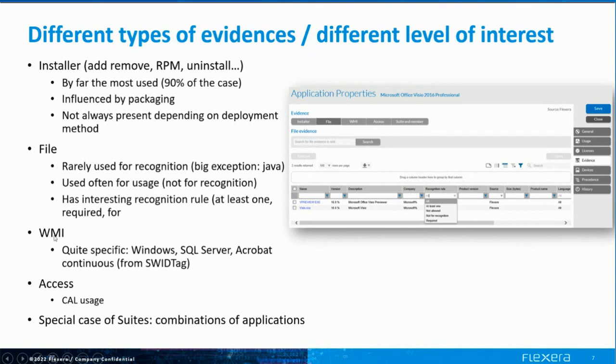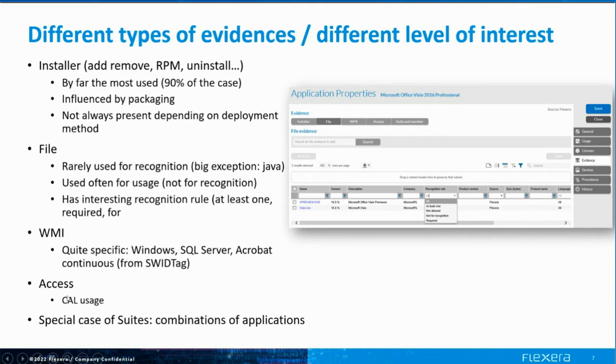Another type of evidence you see here, WMI. WMI is quite specific. These are additional registry queries run by the agent that will collect for Windows Server, for SQL Server or Acrobat, continuous. So here we parse the software ID tag. The WMI evidences can be used, but I would say this is the exception. But when they are used, it means that they are really critical and needed.